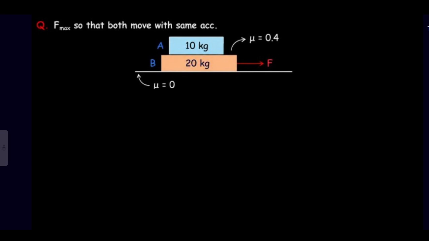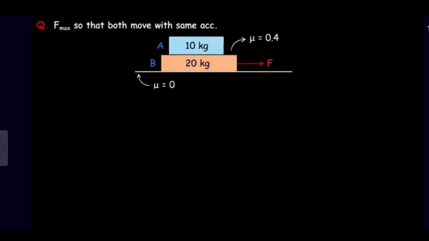First case: both the blocks cannot move. Second case: both the blocks will move with the same acceleration. Together means they are moving with the same acceleration. Let us say we have two blocks, but we apply the force on only one block. So this block we applied the force on, and these two blocks are moving together.